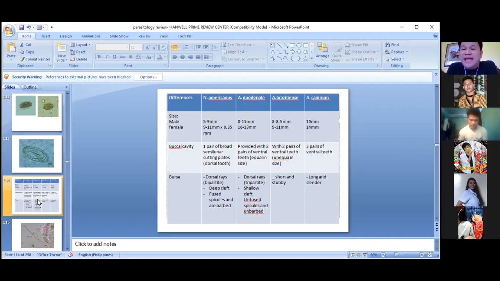Now, what about the buccal capsule? The buccal capsule talks about the mouth of the parasite. If you remember my lecture last time, I told you that the digestive system is a complete system, and that the buccal capsule or the mouth of the parasite is accessorized. May mga accessories yan. Necator americanus has no teeth, but it has semilunar cutting plates. In some books, they would say dorsal tooth.